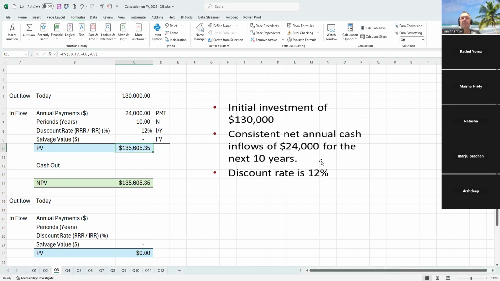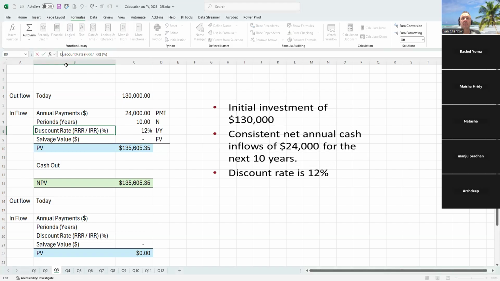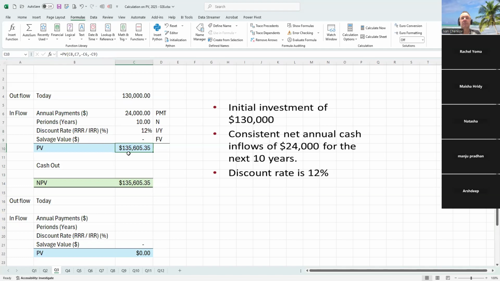We're doing the calculation with our discount rate, and we're getting that present value of 10 payments of 24,000 over the 10 years, discounted at 12%, worth today $135,605. So when we're deducting the initial investment of $130,000, so let's show the cash out as a negative in this case, our net present value will be calculated.